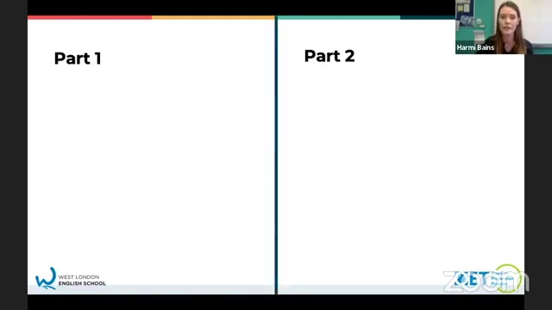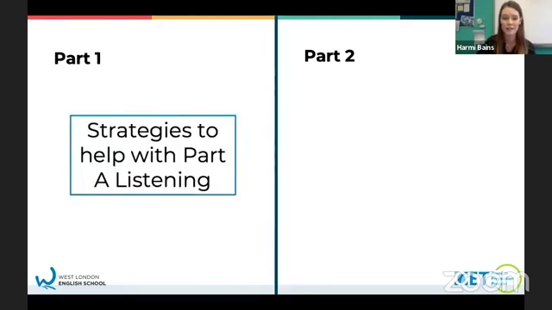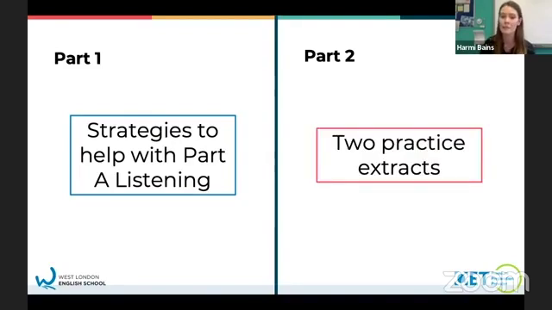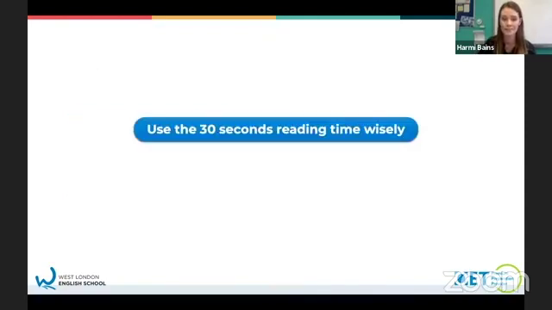So today, this lesson is going to be split into 2 parts. The first one is strategies. So things that you will hopefully be able to use that can help you to get the score that you need. And then we're going to do 2 practice extracts. Now, remember that with part A in the actual exam, you have 2 practice extracts. So we're going to basically do a practice test.